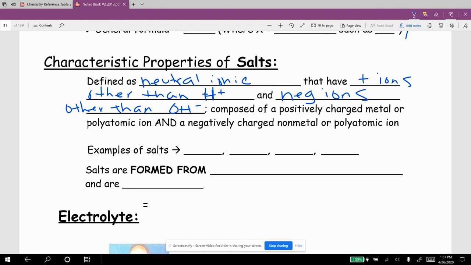Okay, so examples of salts. If I have lithium and bromine, right? Lithium's a metal, bromine's a nonmetal. Potassium iodide and calcium chloride. And I'll use a polyatomic ion, sodium nitrate. All right, salts are formed from that neutralization reaction.